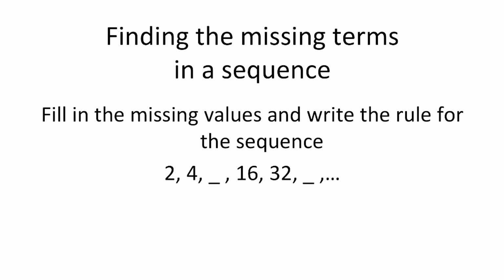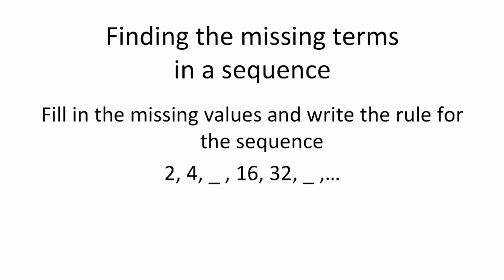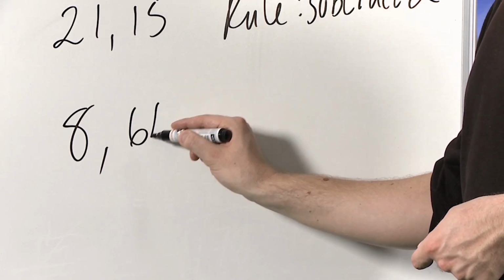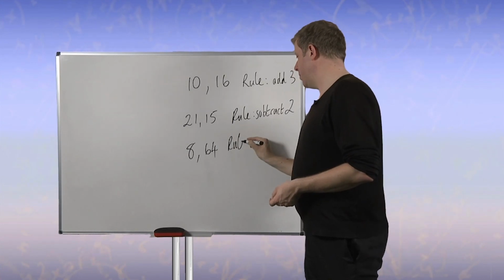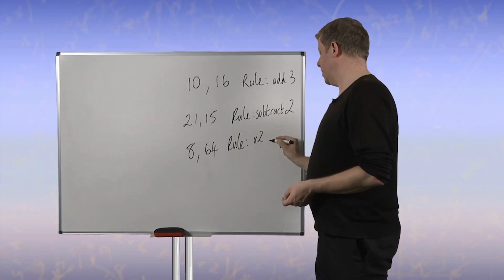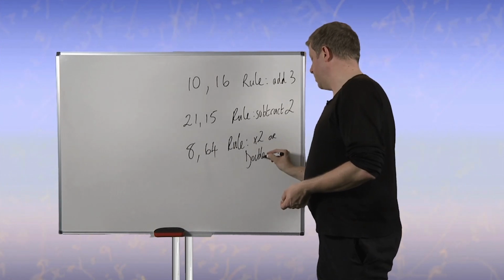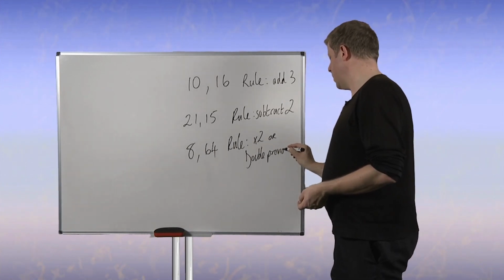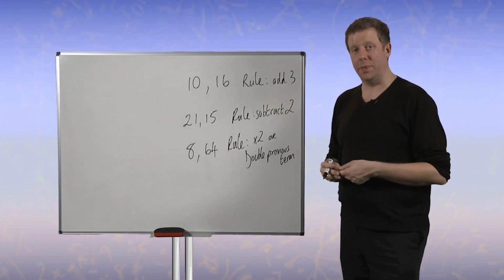So our next two terms, that third term would be the result of doubling 4, which is 8. And that last term after 32 will be the result of doubling 32, which gives us 64. And as for the rule, we could write multiply by 2 or double the previous term. Either one of those would be acceptable.